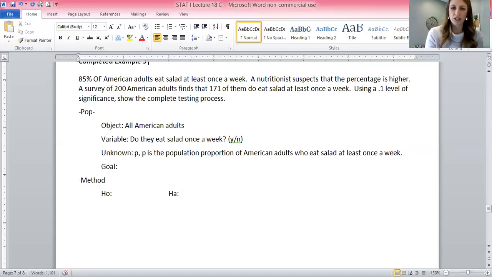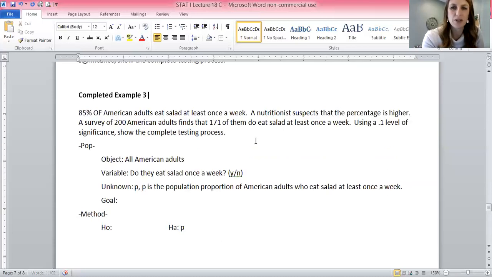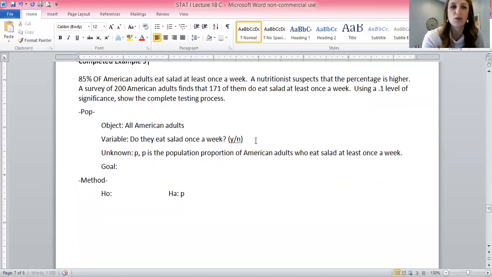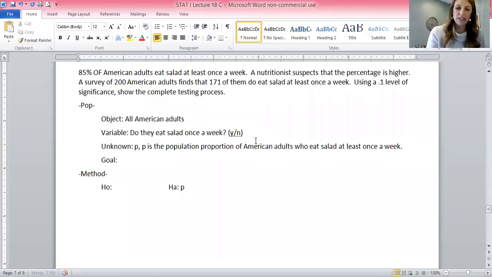So we know it's proportions, it's P, right? So I want to read the question again to see what she's interested in. A nutritionist suspects that the percentage is higher. So she thinks it's greater than 85%. So I'm going to say P is greater than 0.85.